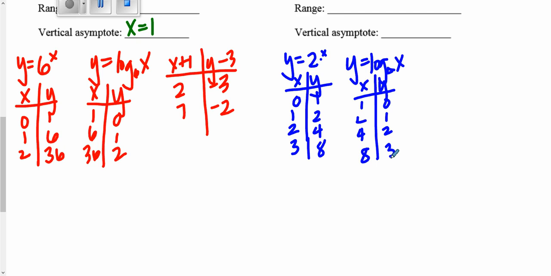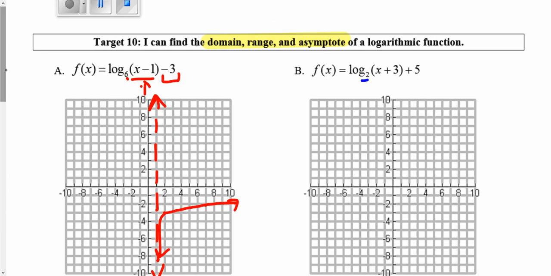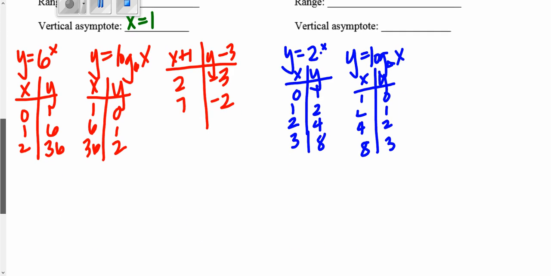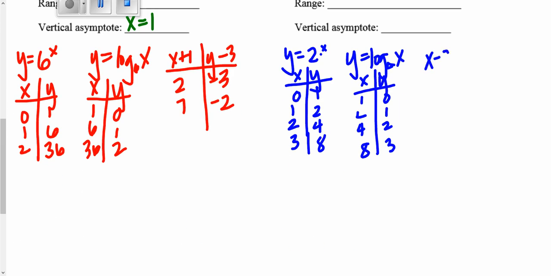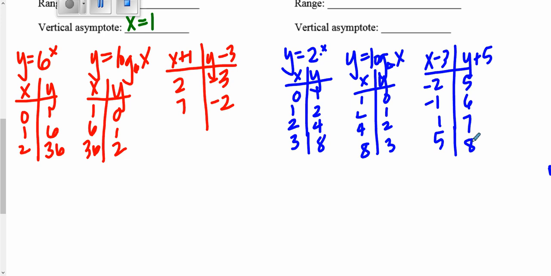And then for our final step, we've got to look at our transformations. This means we're going to do x minus 3, we do the opposite, and then we're going to do y plus 5. So x minus 3 and y plus 5. So starting with x minus 3, that would be a -2, then a -1, 1, and 5. If I add 5 to each of the y values, that would be 5, 6, 7, 8.